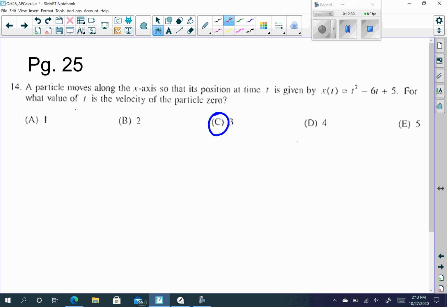All right, so we're given a position function. Remember I said it's usually s of t, but in this case it's x of t. A particle moves along the x-axis so that its position at time t is given by x of t equals t squared minus 6t plus 5. For what value of t is the velocity of the particle 0? Well, v of t is x prime of t, and that equals 2t minus 6. Now all we have to do is set that equal to 0, and then t would equal 3.